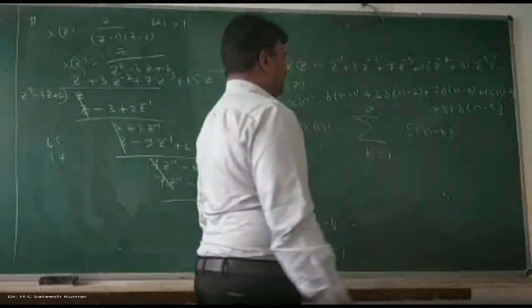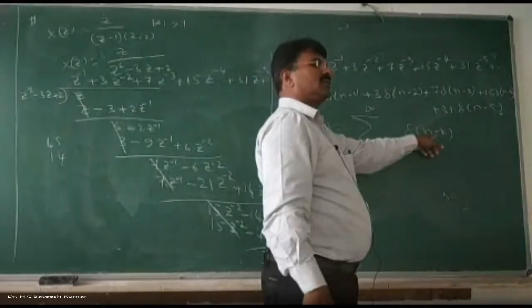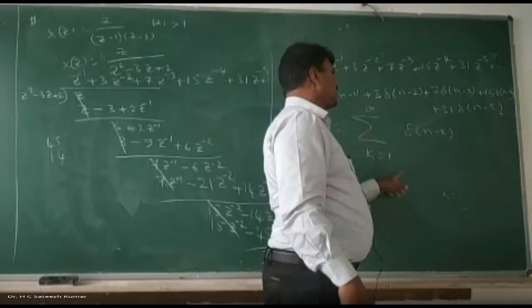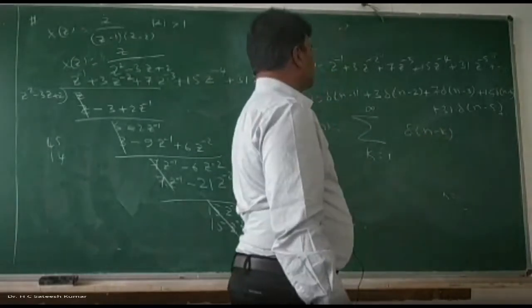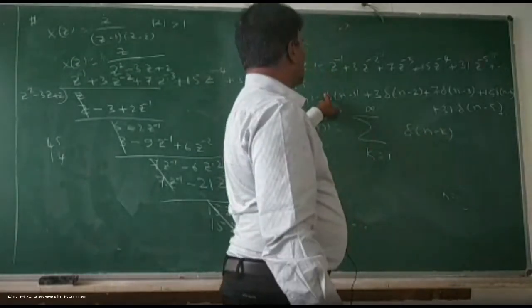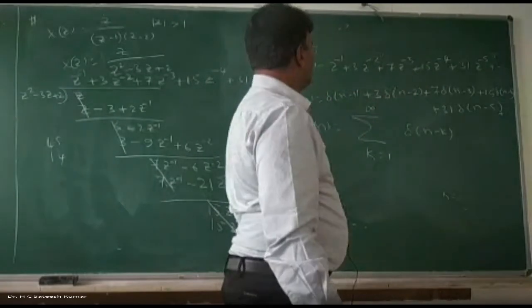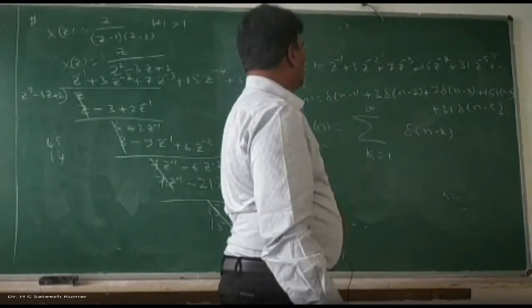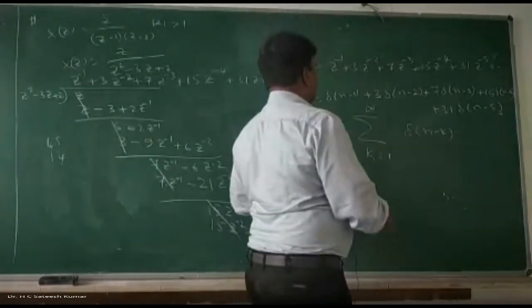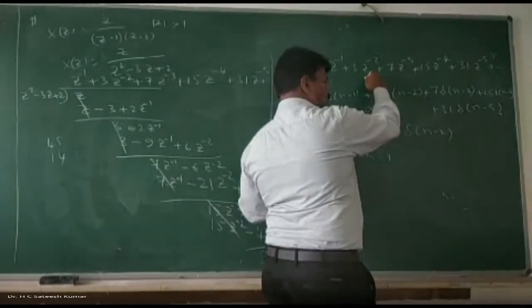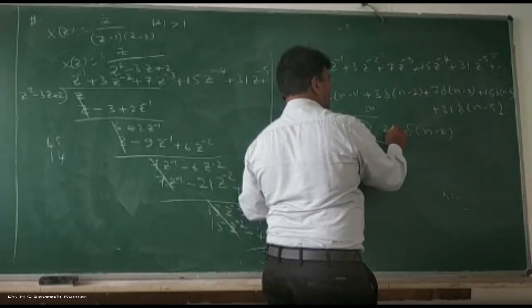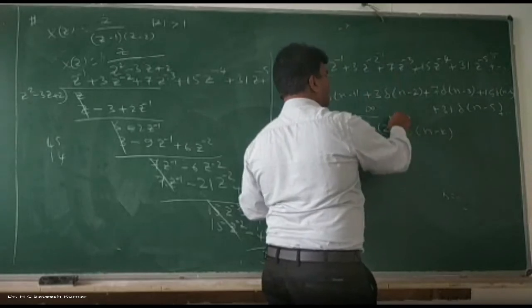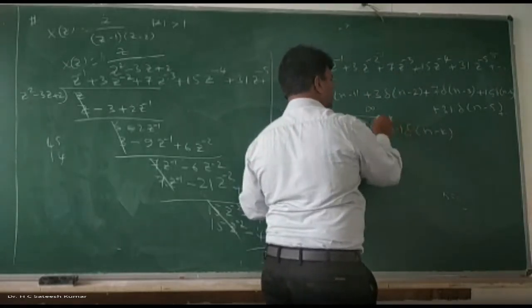Okay, delta of n minus, put k is equal to 1, delta of n minus 1, you will get it. Put k is equal to 2, delta of n minus 2, that is fine. What about this one? 1, 3, 7. Okay, this is 2 to the power of 1 minus 1. Right? This is 2 to the power of 2, 4 minus 1. Okay, this is nothing but 2 to the power of k minus 1.